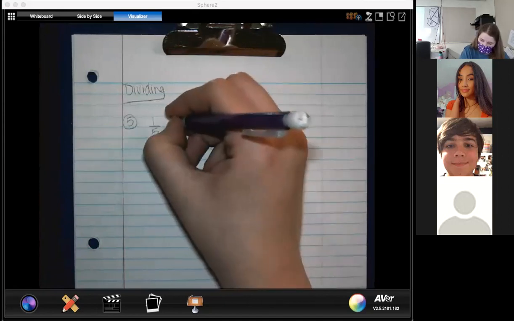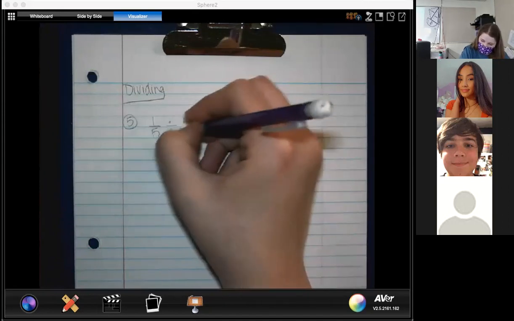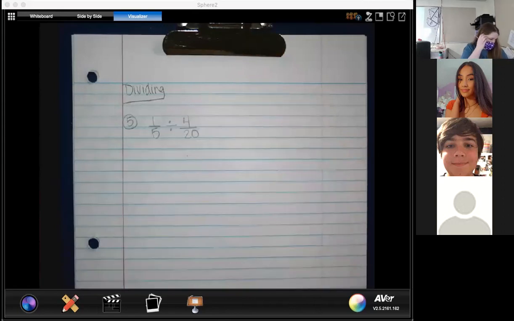Okay, we're going to start with a basic problem to show how we are going to proceed with this. Okay, so we have 1/5 divided by 4/20. What must we do before we can start the process of simplifying?